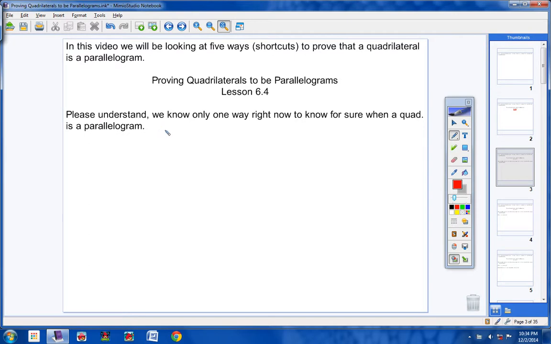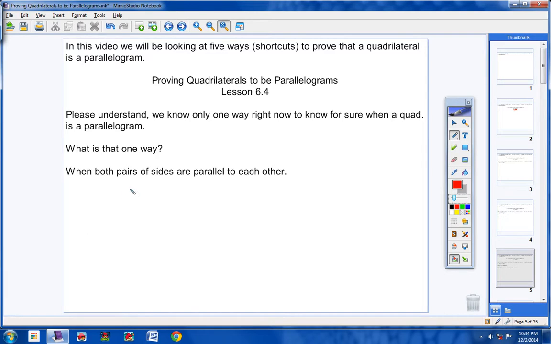Now, please understand that we know only one way right now to know for sure when a quadrilateral is a parallelogram. Okay? We only know one way. And what is that one way? Well, when both pairs of sides are parallel to each other, then we know that we have a parallelogram.